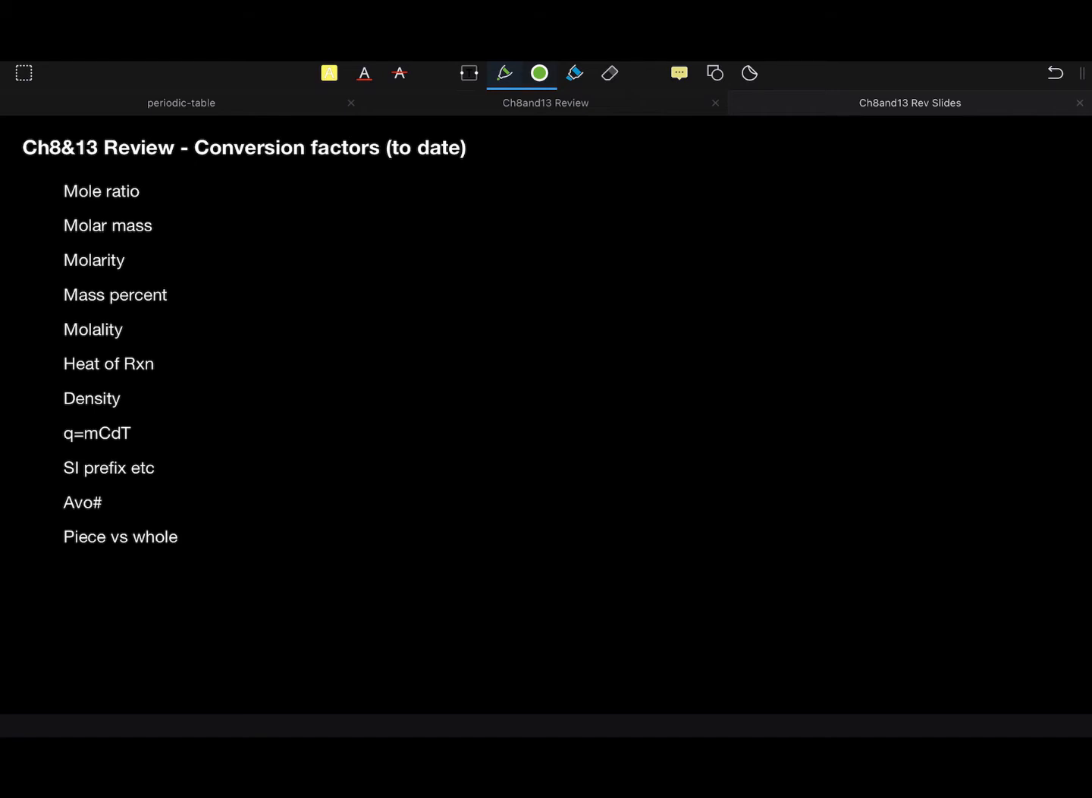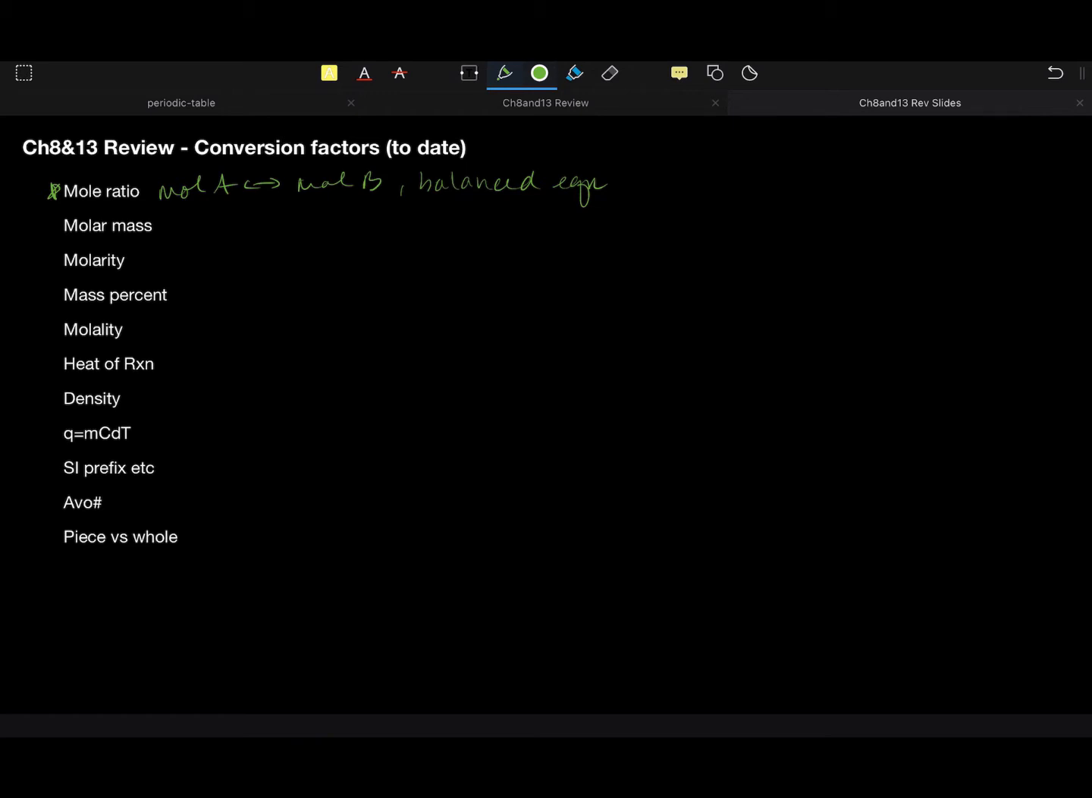So, first we have mole ratio, this being the one new one from Chapter 8. Key because this allows us to convert between moles of A and moles of B, right? It is the only conversion factor that allows us to convert between two different substances, and in order to use this, we have to have a balanced equation, yes, always.